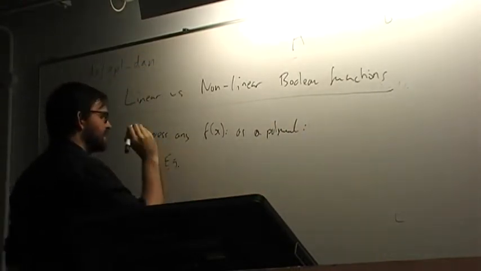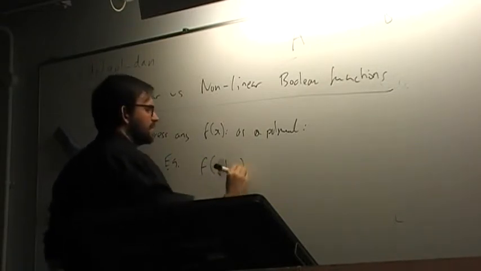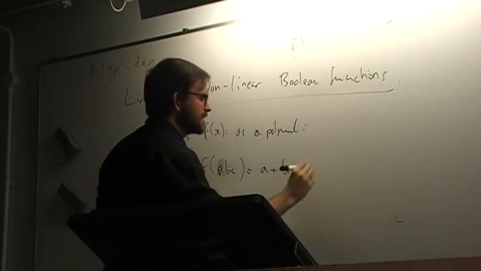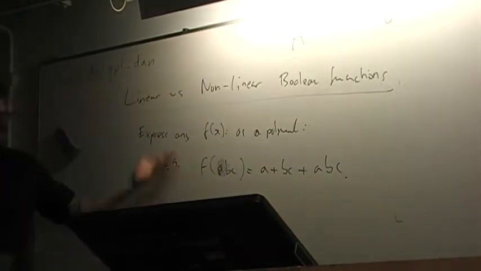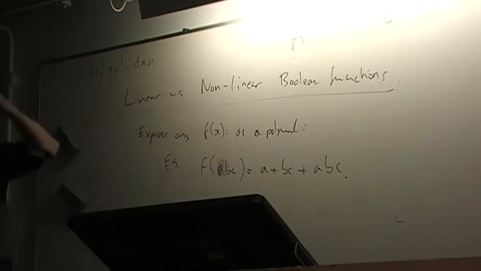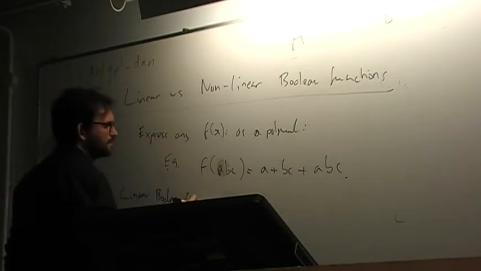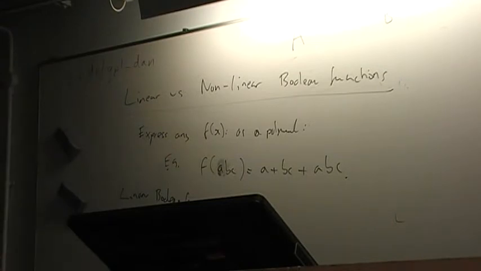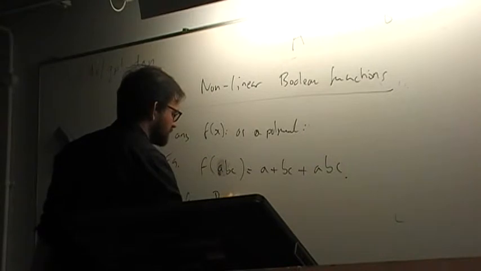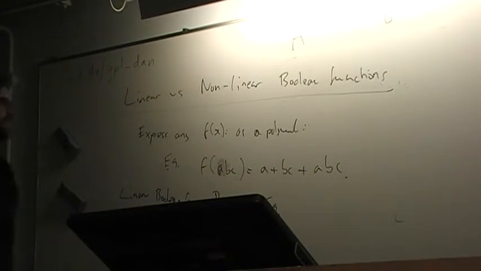So, e.g., f of a, b, c equals a plus bc plus c. This is an example of a polynomial. It's a degree 3 polynomial, because the highest term has 3 terms multiplied. So we can write our Boolean functions as polynomials and we can compute their degree. The linear Boolean functions are nothing other than the degree 1 functions. In other words, they're the functions which contain no multiplication, just addition.